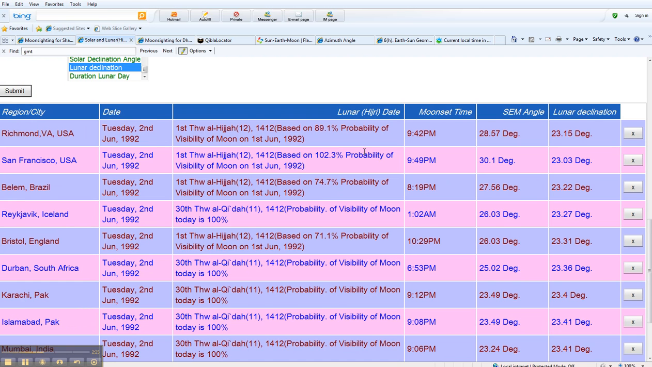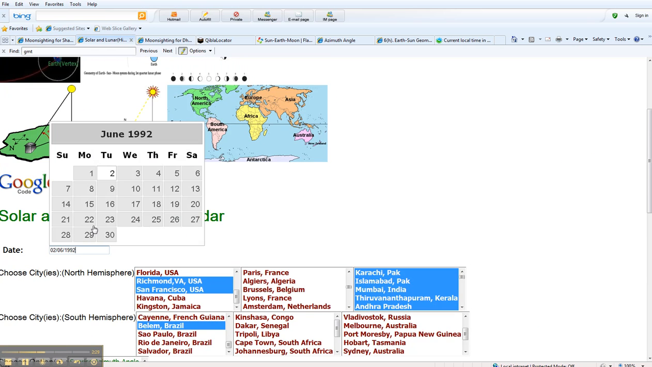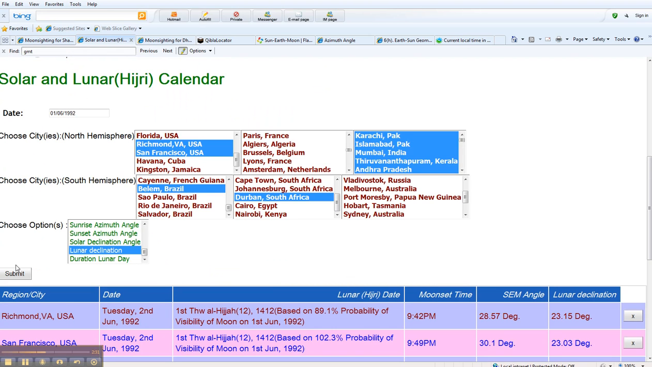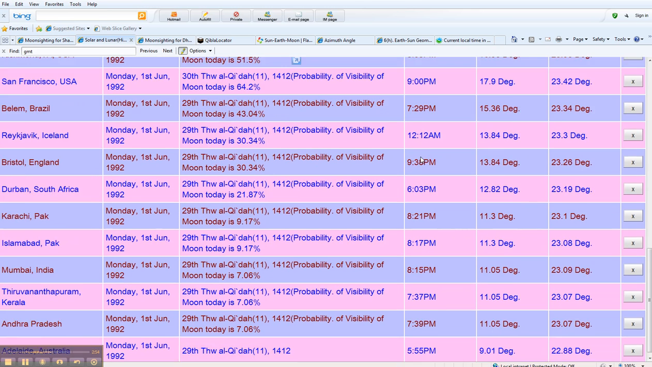Right, let me choose a day prior to that. Okay, that will help me explain in a better manner. Here you see the SEM angle on the previous day was around 16 degrees, 16.3. So the probability is around 50%. So although today is the last day of the lunar month, tomorrow, the next day, is going to be the first day of the next month. So the same concept is used everywhere here.